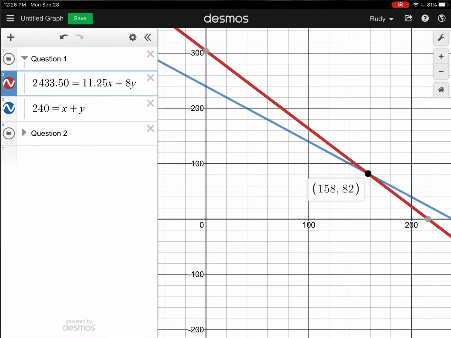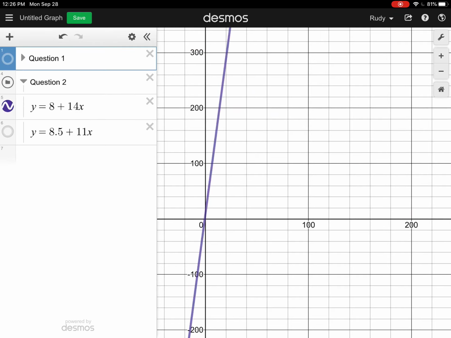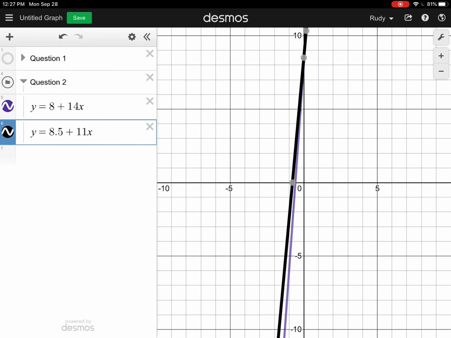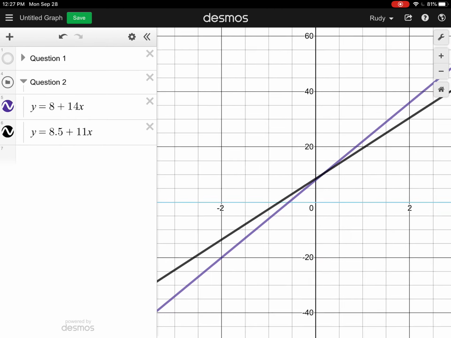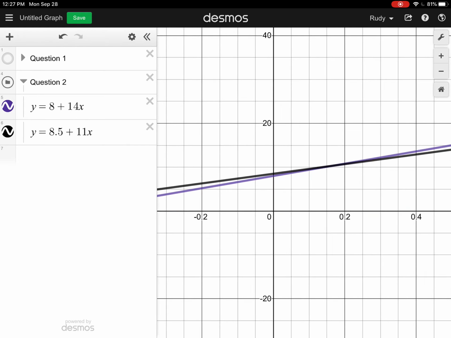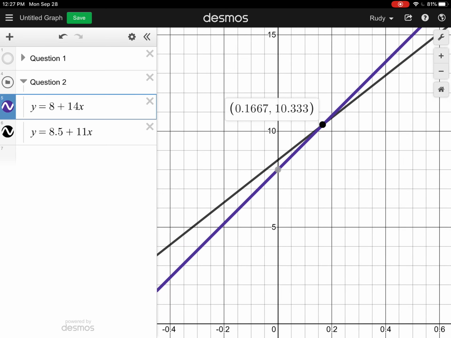All right, so let's go here. Let's turn this off and look at these. Okay, so like before, I need to adjust my settings. If I go back to the basic zoom setting, I see this. Let me kind of zoom and stretch these a bit to see my graph a bit better. There we go. So let's look right there. So that's my solution. 0.1667, 10.333.